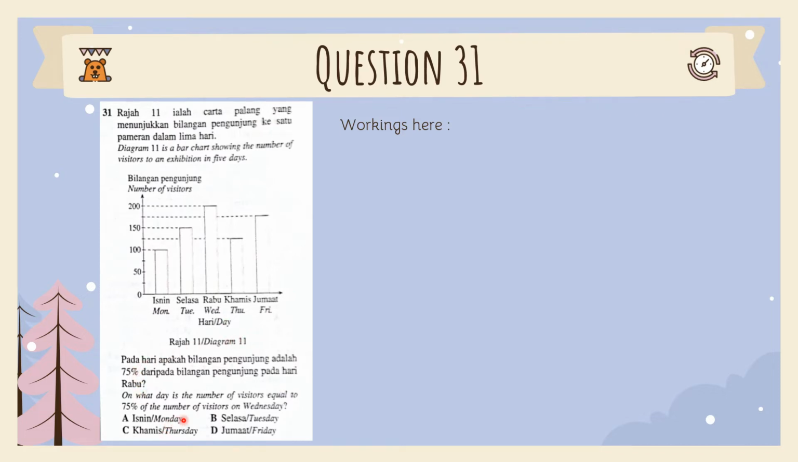Now the question is, on what day is the number of visitors equal to 75% of the number of visitors on Wednesday? First, we have to see the number of visitors on each day. Monday is 100, Tuesday is 150, so we have to read the bar graph. Wednesday is 200, and Thursday is in the middle of 100 and 150, which means it's 125, because 50 divided by 2 gives 25, so it's 125.